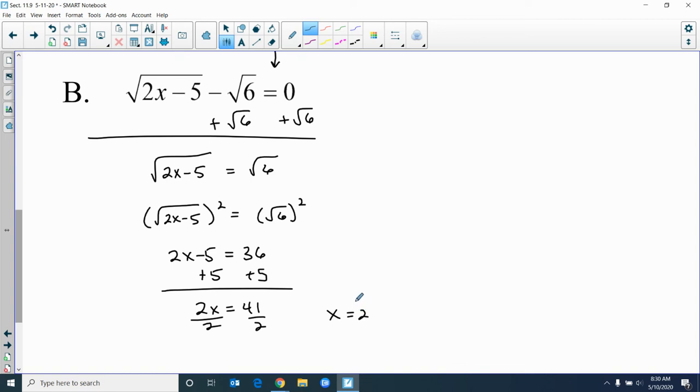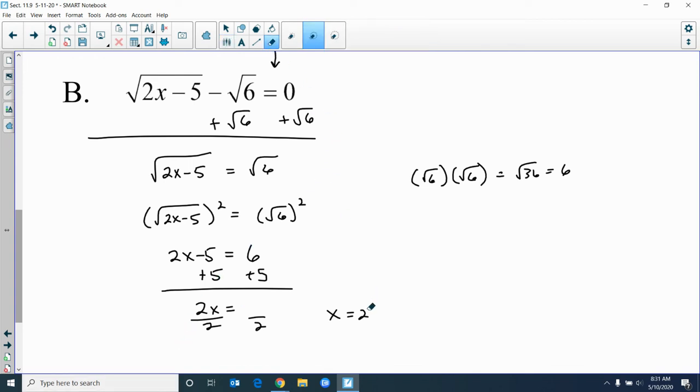Oops, hold on. I made a mistake. When you square the square root of 6, that's square root of 6 times square root of 6. It's the square root of 36, which is just 6. That should be a 6. Okay. And then 6 plus 5 is 11. And 11 divided by 2 is 5.5.